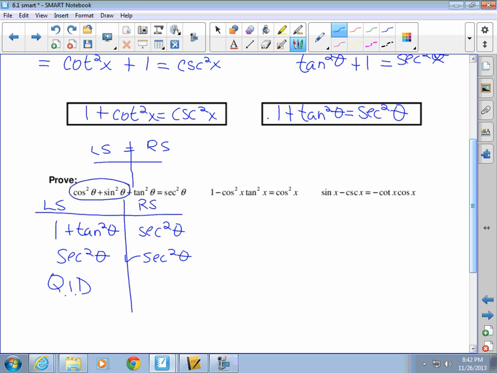So our next one here, I'm just going to put a line. 1 minus cos squared x, tan squared x is equal to cos squared x.